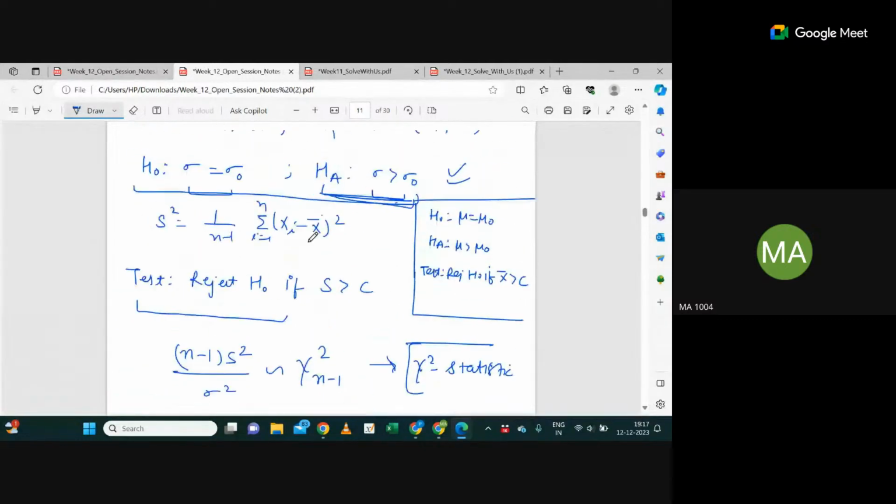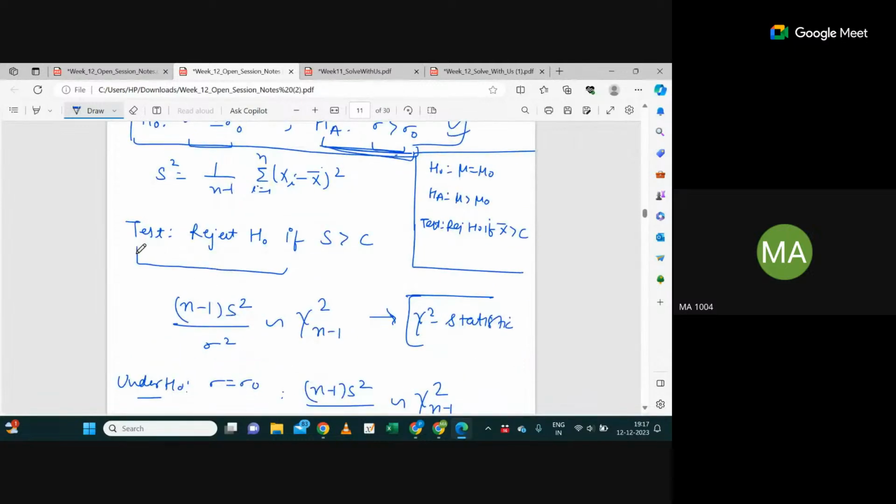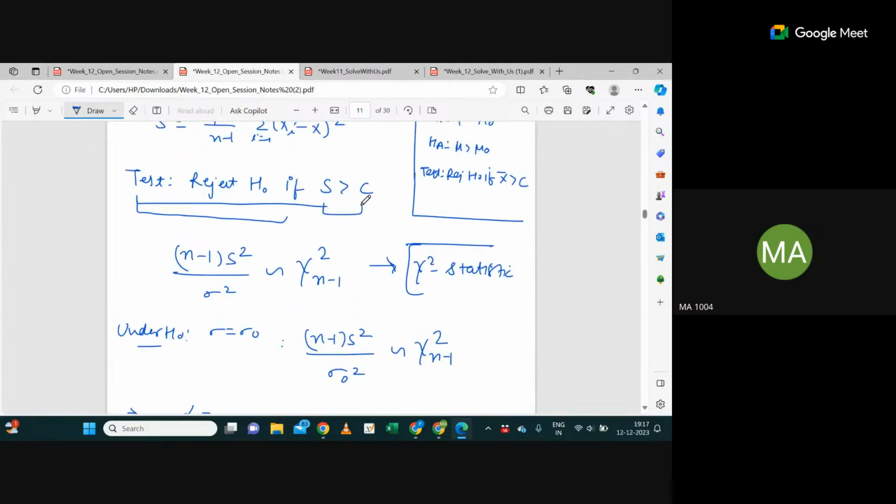Now if we have to test like this, we know what my test will be. I will reject my H0 if S is greater than C. Now, what is the next approach? What have we done so far? We have to compute the alpha. To test this, first of all, S will be given to me and this sigma naught will be given by our hypothesis, by our claim, right? I will be interested to check whether this S is greater than some C or not. Yes or no?